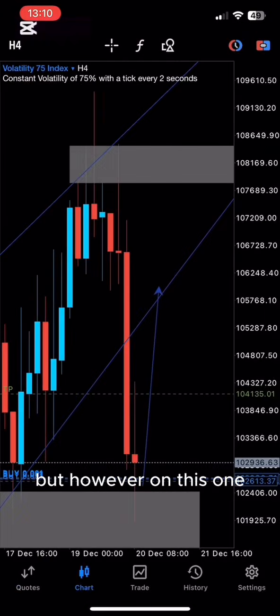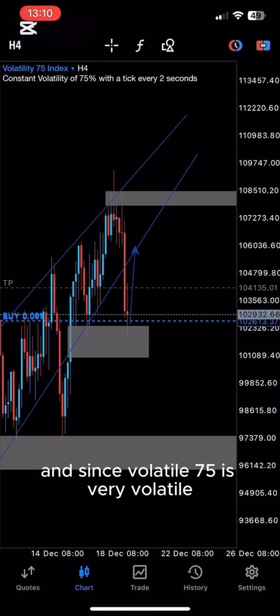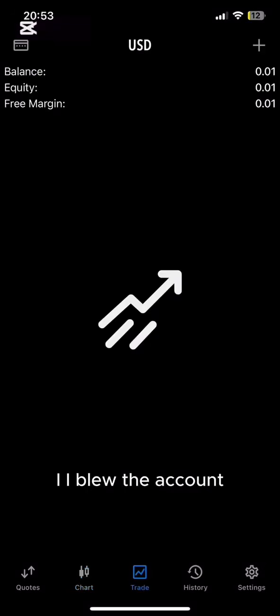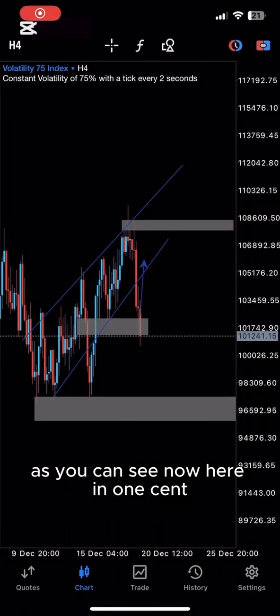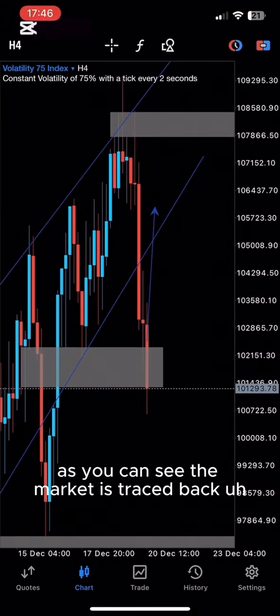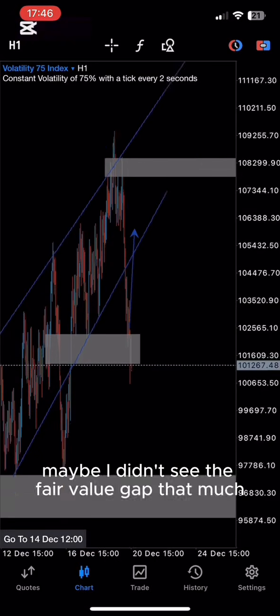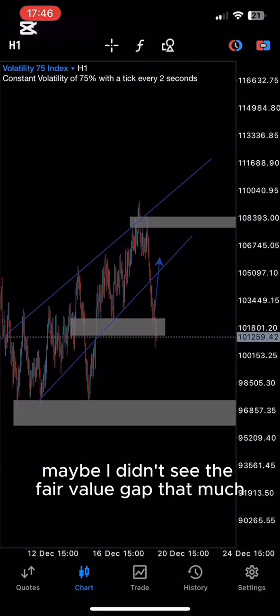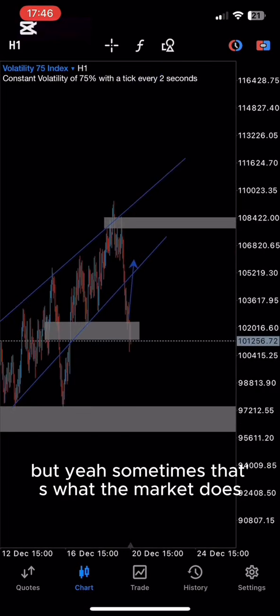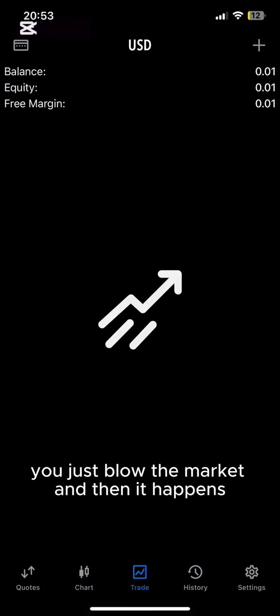But however, on this one I was a little bit greedy, and since volatility 75 is very volatile, I blew the account. As you can see, now we are at 1 cent. This is very bad. As you can see, the market retraced back, so probably maybe I didn't see the fair value gap that much. But yeah, sometimes that's what the market does. You just blow the market and then it happens.